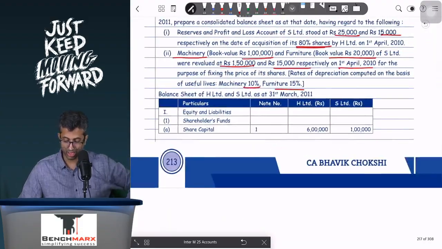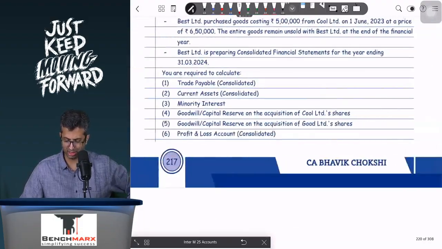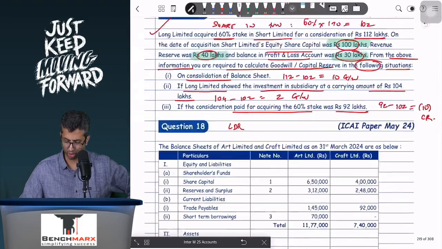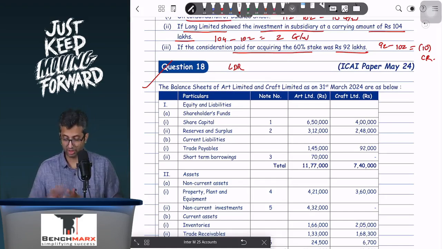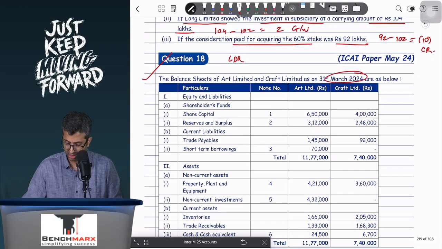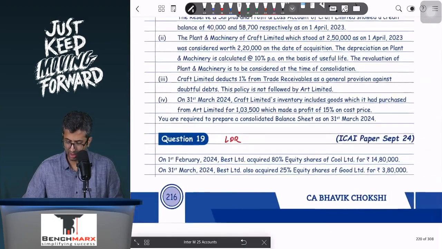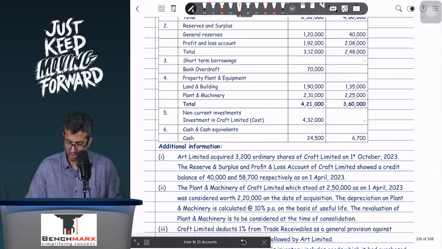Now similar to that, a question number 18 was asked in the recent exams, which we have put for your last day revision. Question number 18. In this particular question, you will have a case of Art and Craft Limited. If you review this question, the balance sheet of Art and Craft as on 31st March 24 is given. So you have the entire balance sheet being given. And then the notes to accounts. Art acquired 3,200 ordinary shares of Craft on 1st October 2023.